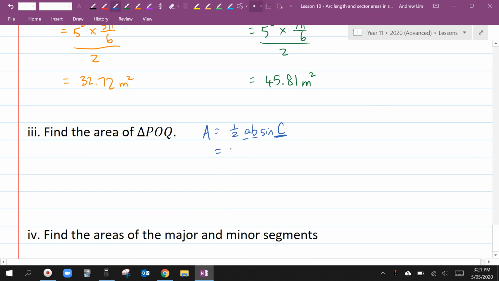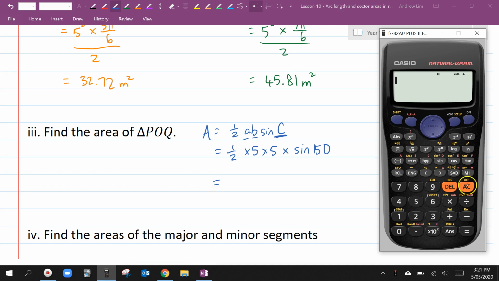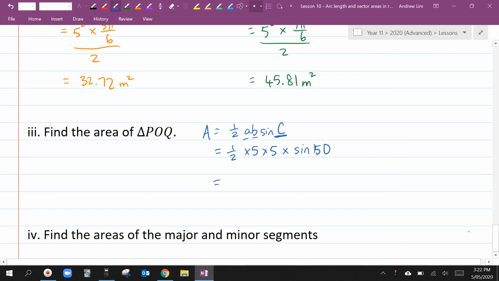So, area is equal to half times 5 times 5 times sine of 150. 6.25 square meters. So this is the area of triangle POQ. I might write this as area of triangle POQ. Okay.